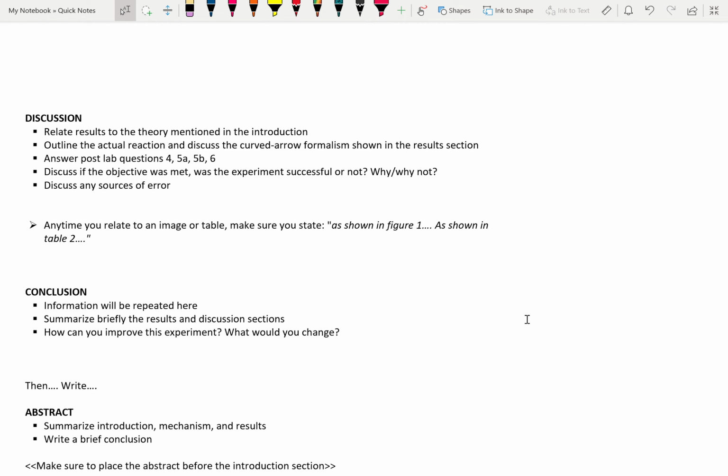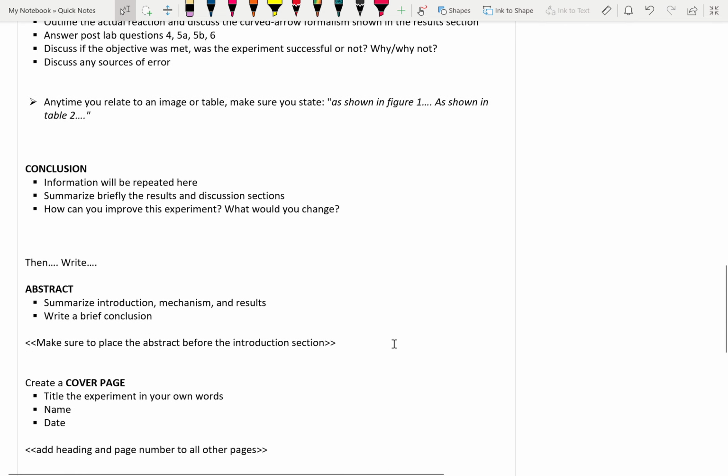Once you're done writing your conclusion, then please, after you write all this, then write your abstract. In the abstract, you have to summarize briefly the introduction, mechanism, and results, and write a brief conclusion. Make sure to place the abstract before the introduction section. It needs to be the first thing I read.